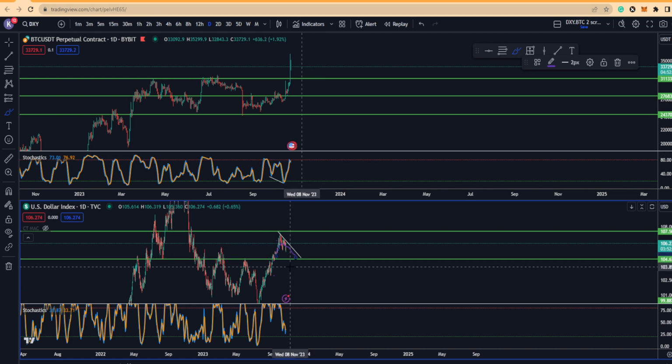But if Jerome Powell for some odd reason comes out and raises rates by 0.25, then the more likely scenario is that we're going to be retesting the resistance of 107 for Dixie, and then more likely we're looking for a pullback for Bitcoin roughly around the $31,000 to $32,000 area from there.